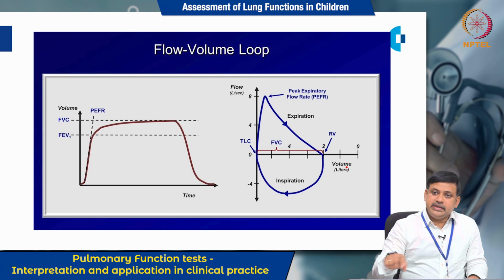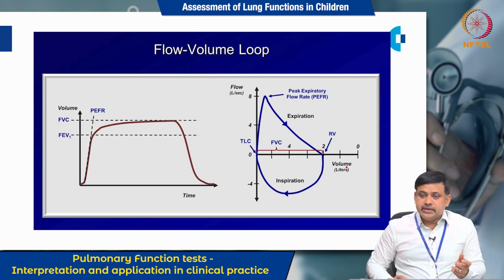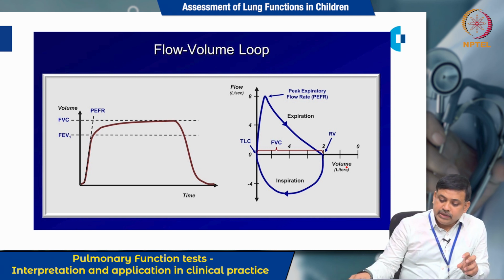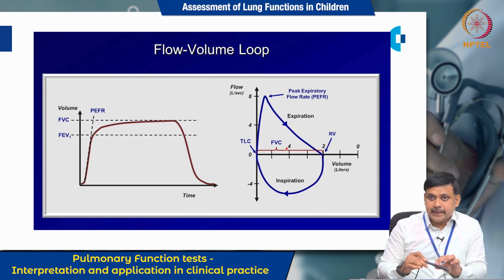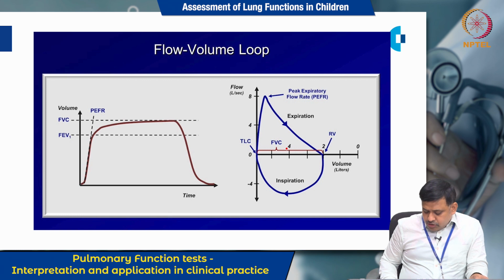When this is complete, the value between 0 and 2 is called the forced vital capacity. So, these are the things we can get from a flow-volume loop.